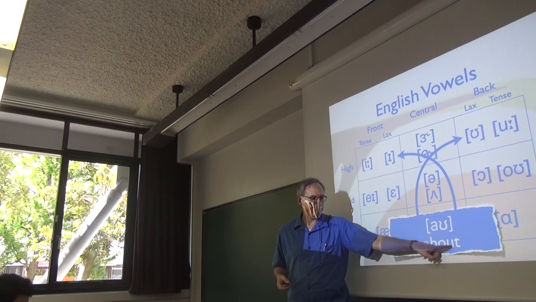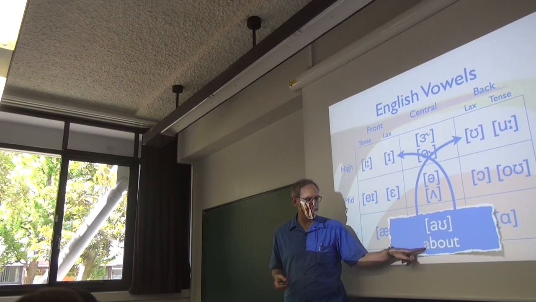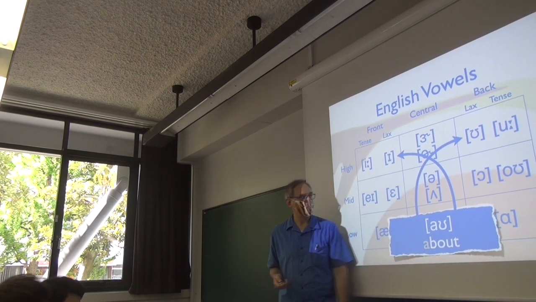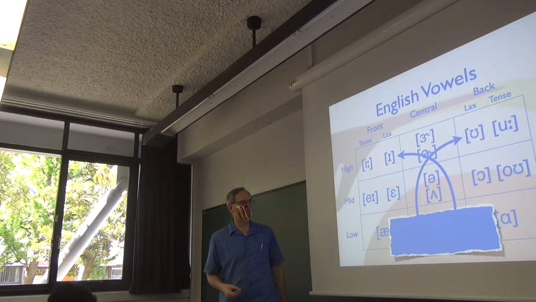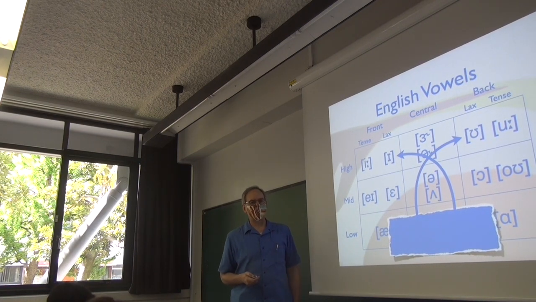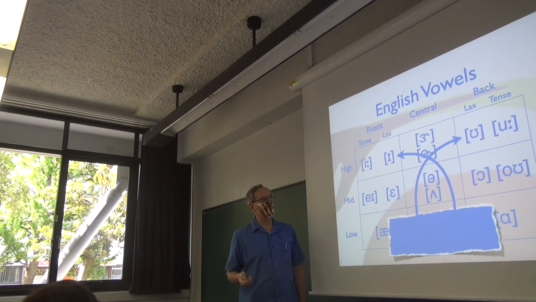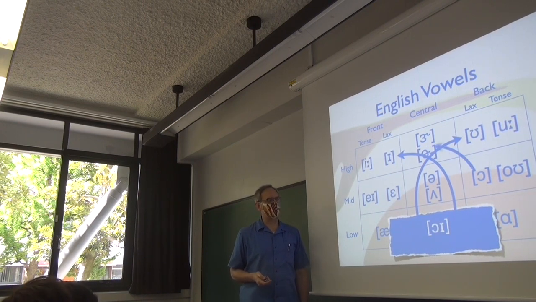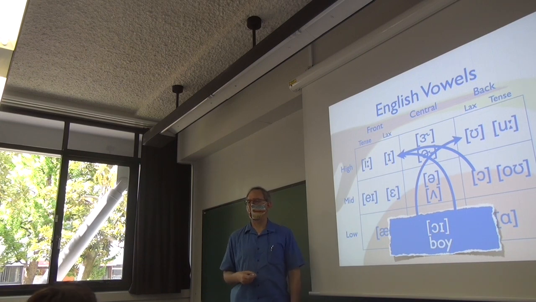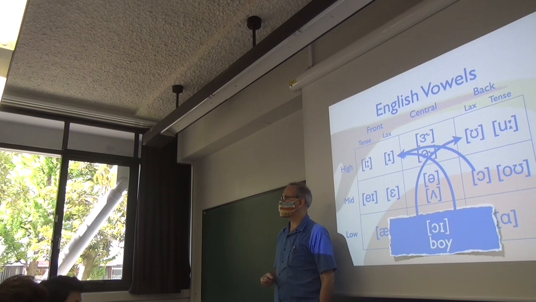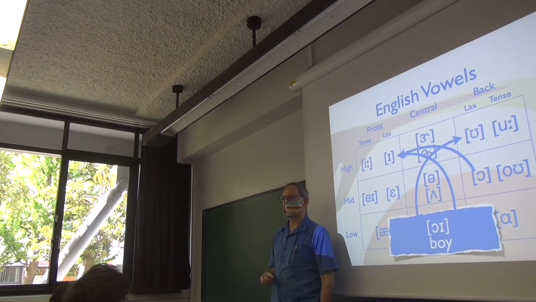This part of the ow is a schwa, about. And the third diphthong is the one that begins with the mid-back vowel o, and then moves to the front, as in oi, like the word boy. Not boy, but boy.